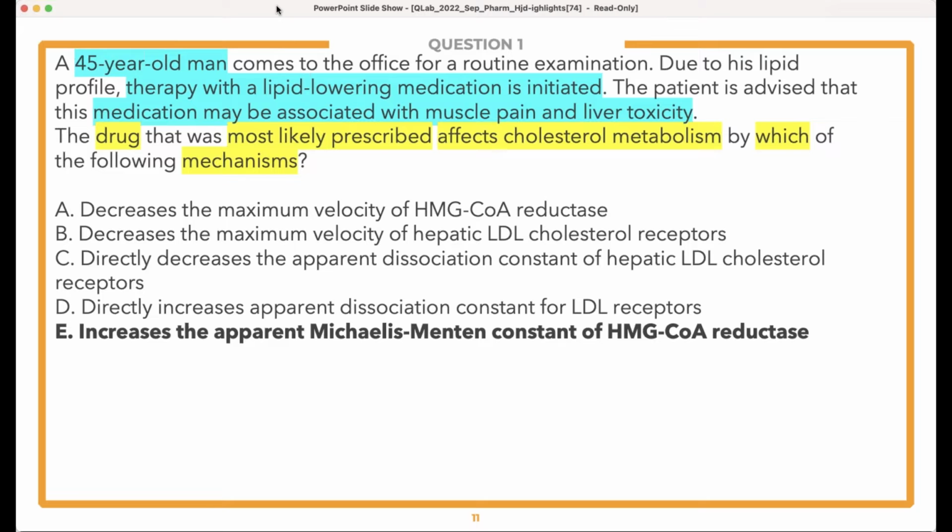Okay, so great job with this first question. Excellent, thank you, Pars. So again, now we're warmed up. We're ready to take on some more pharm.